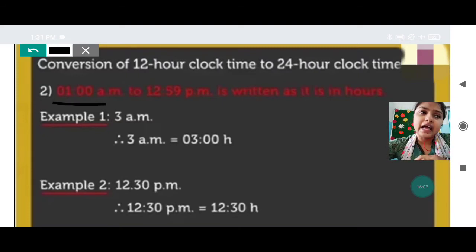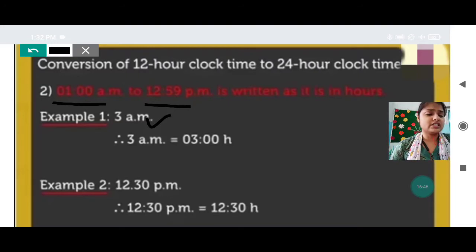If the timing is given as 1 a.m. to 12:59 p.m., it is written as it is in hours. How will you do it? See the clock. If it is 3 a.m., given in 12-hour clock, and you have to convert it into 24-hour clock.